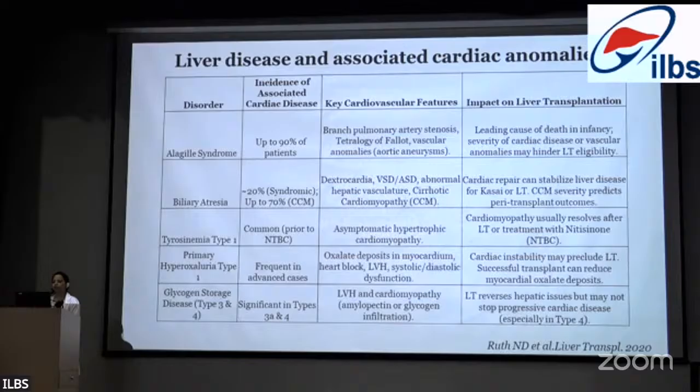These are the various liver diseases associated with cardiac anomaly. Alagille syndrome has tetralogy of Fallot and branch pulmonary artery stenosis, which is the leading cause of death in infancy. Biliary atresia, as we have seen, is associated with shunt problems and cirrhotic cardiomyopathy. And other problems are associated with cardiomyopathy.